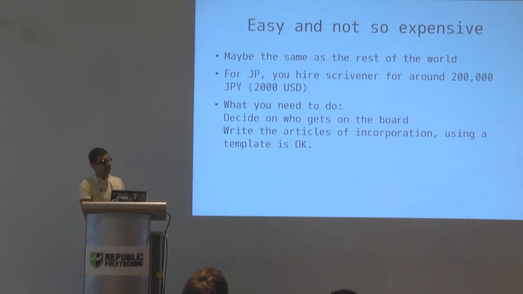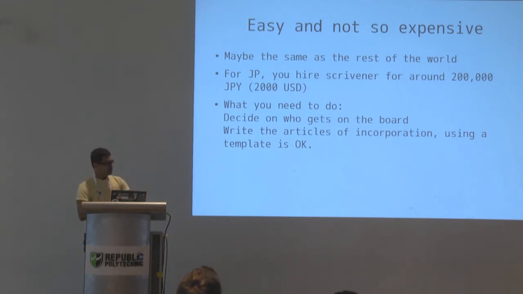In JP, I think this is pretty different for each locale. For us it's easy and straightforward. You just hire a scrivener and pay around US $2,000, and they'll register the business name for you. With that you can bring it to any bank and say you want a bank account under this particular entity name.